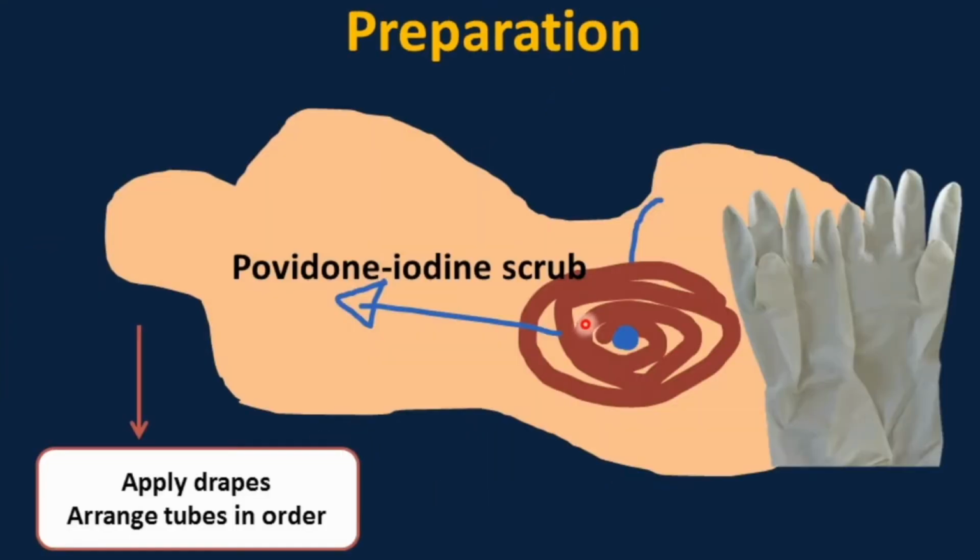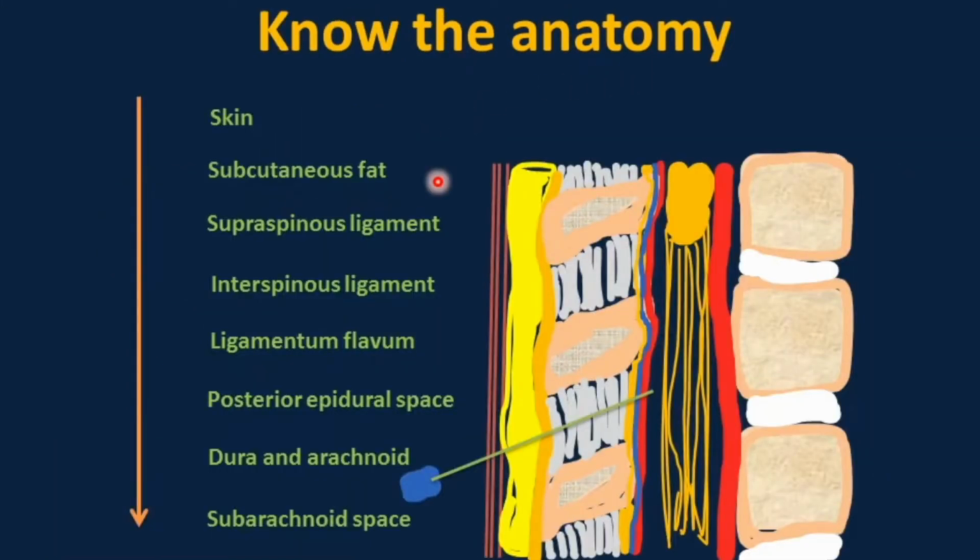CSF. After identifying the site of needle insertion, wear sterile gloves and use antiseptic like betadine or chlorhexidine, and clean the skin in a circular manner from inside to outside 2 to 3 times, and then apply the drapes and arrange your tubes in order from 1 to 4. Knowing the anatomy of the spine will increase your success rate in obtaining CSF.